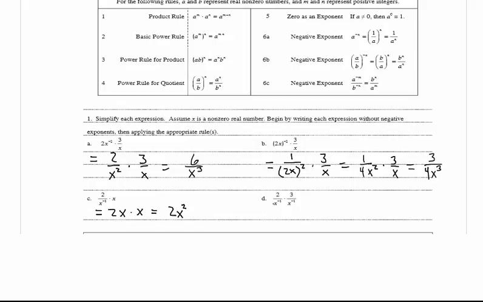In D, we have 2 over x to the negative 1 times 3 over x to the negative 1. And we want to rewrite both of them without negative exponents. So we're going to say that this is equal to 2x times 3x. And this is equal to 2 times 3 is equal to 6. And x times x is equal to x squared.